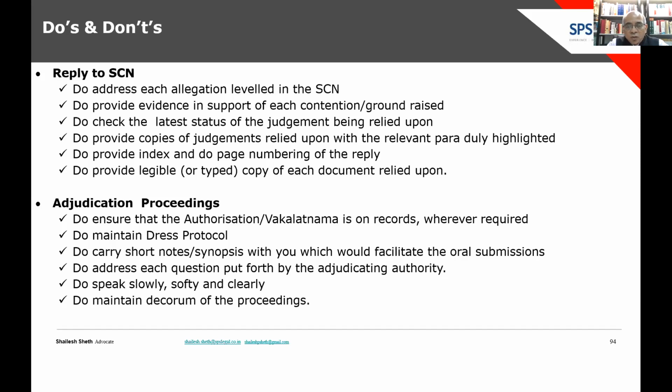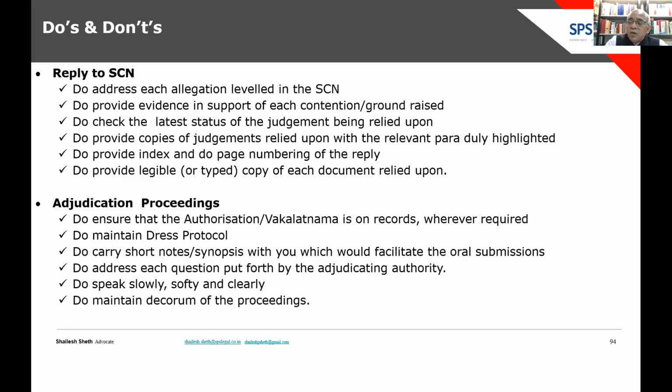Carry short notes or synopsis with you, which would facilitate the oral submissions. If there is a virtual hearing, and the synopsis is going to be prepared by you and referred to, then see that the soft copy is also filed, and the hard copy is also filed beforehand, so that the adjudicating authority and you can both be on the same page and refer to the same, or maybe the appellate authority.